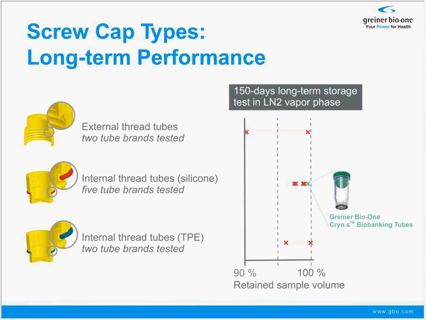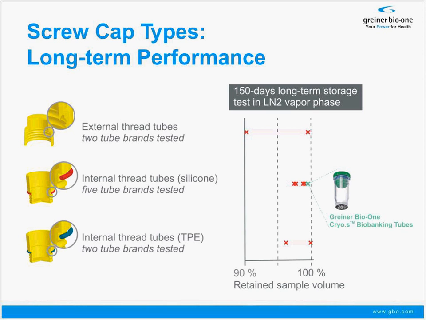And what we have done is we have tested several tubes and we have clustered them in groups depending on which type of screw cap they are using. The first group we tested, shown here, contained 2 different brands from 2 suppliers, and these were both externally threaded tubes. The second class of tubes contained in this experiment 5 tube brands. They were all internally threaded tubes and they used a silicone gasket. And the third group was internally threaded tubes using a TPE gasket in their screw cap, and 2 brands have been tested here.